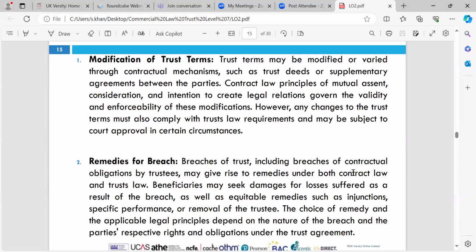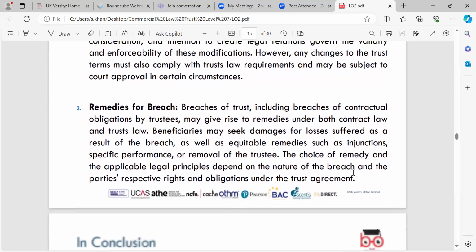Modification of trust terms. So trust terms may be modified or varied through contractual mechanisms, such as trust deeds or supplementary agreements between the parties. Contract law principles of mutual assent, consideration, and intention to create legal relations govern the validity and enforcement of these modifications. However, any changes to the trust terms must also comply with trust law requirements and may be subject to court approval in certain circumstances.